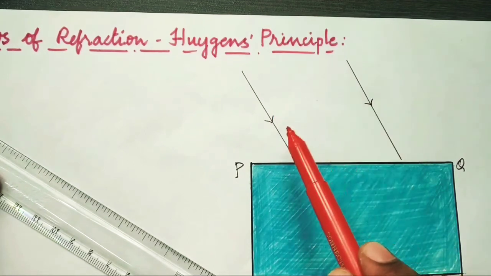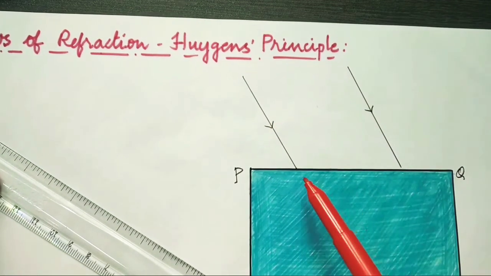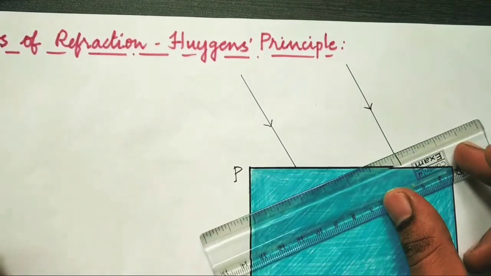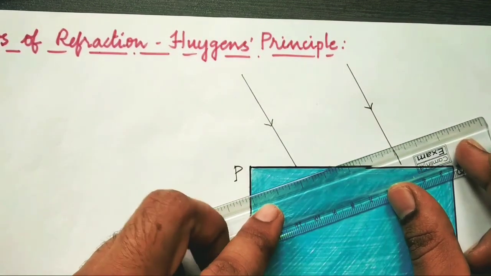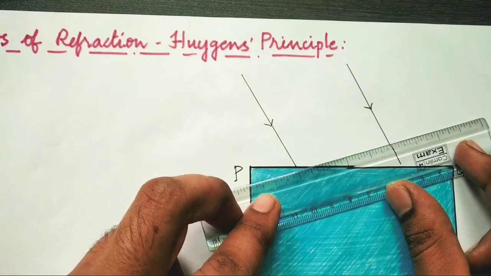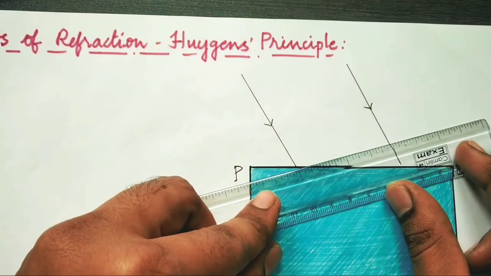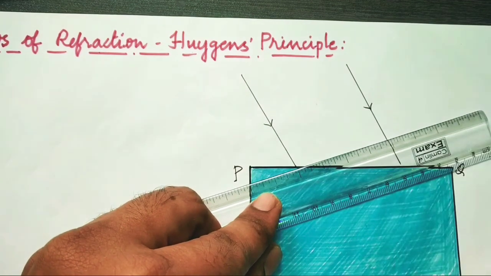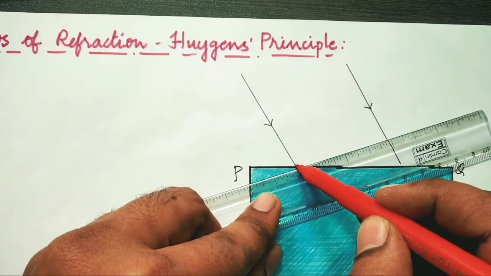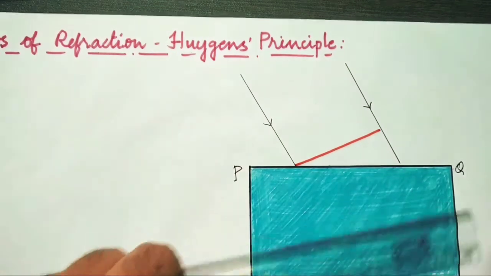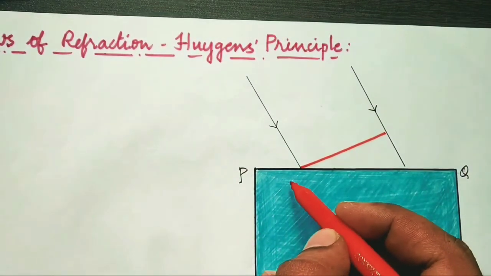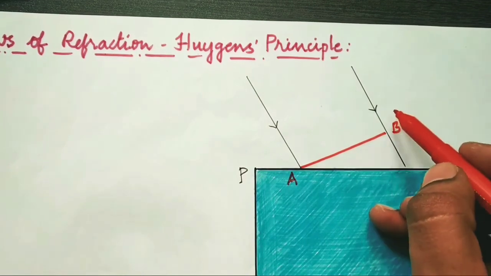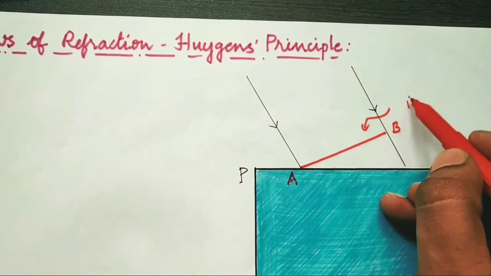The wavefront is always perpendicular to the direction of incident rays. So I am taking the wavefront which touches the surface PQ, and I am drawing a perpendicular line at the interface starting from P. I am using red color to indicate the incident wavefront. Always remember the wavefront is perpendicular to the direction of the incident rays. Let me denote this incident wavefront with AB.